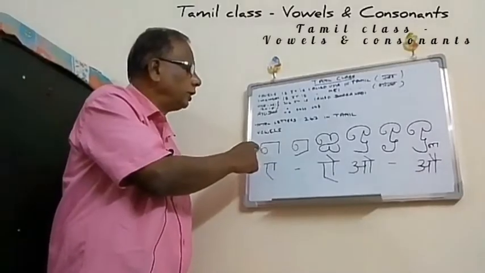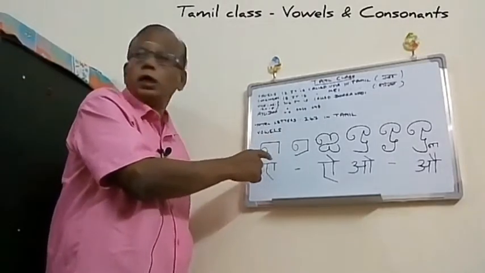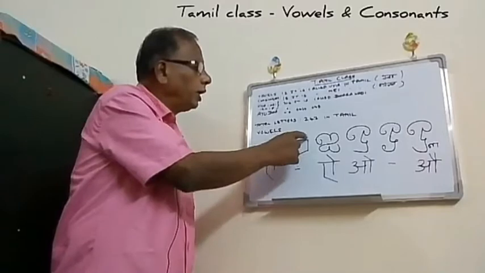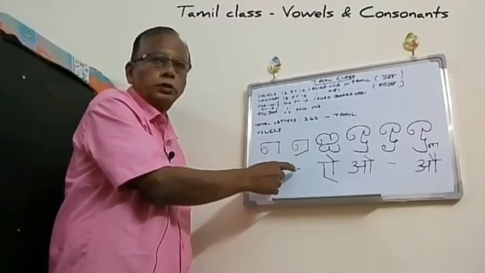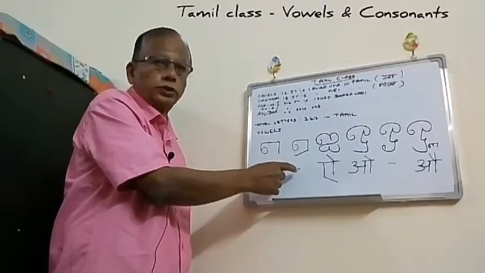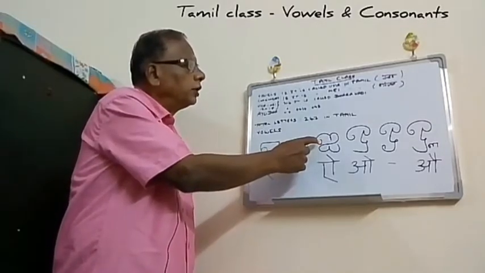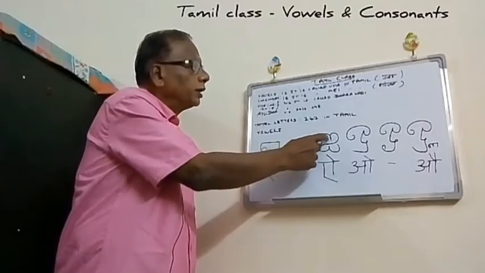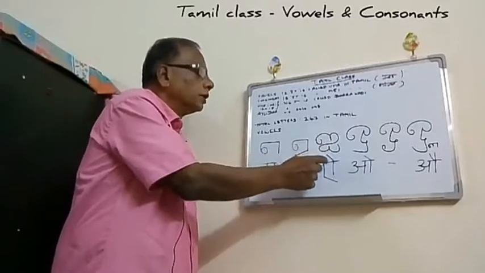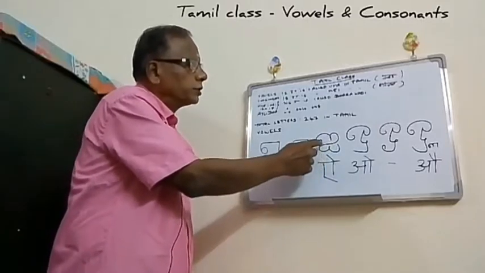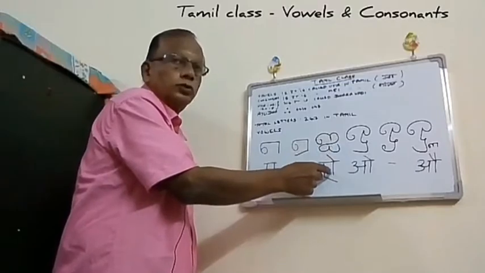This is the A letter. This is A. And this is A. This special letter is not found in English or other languages. And then the third letter is I. See, it is written like this, I. See, I am repeating once again. This letter is I, written in Hindi also.